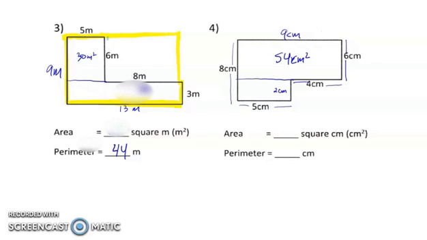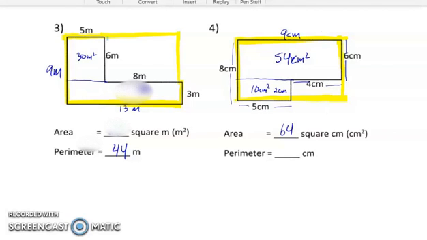And the bottom rectangle, 5 times 2 is 10 centimeters squared, for a total of 64 square centimeters. The perimeter of this shape is going to be 9 plus 8 plus 9 plus 8. And so that's going to be 17 doubled, right, because there are 4 sides, equals 34 centimeters. All right, let's move on to the next page.